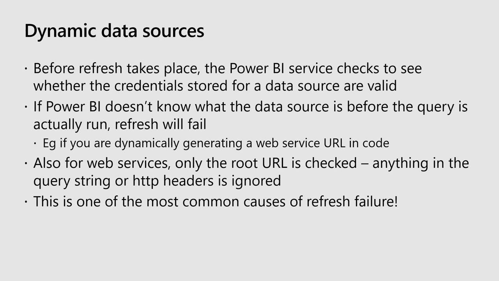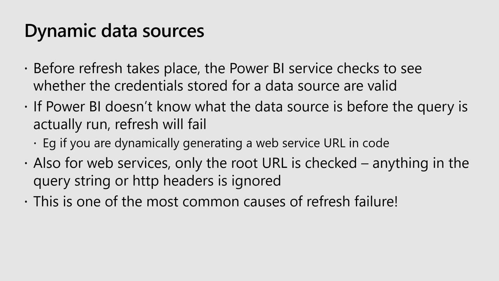For example, maybe you're calling a web service, but you're dynamically generating the URL for the web service. If you're dynamically generating the URL for the web service in your M code, which in a lot of cases you are, there is no way the Power Query engine will know what the URL that you're hitting is before it runs the query. And it can't run the query because it can't check to see whether you've got the credentials to connect to the data source. This happens with lots of other situations as well, but it's typically found with web services.